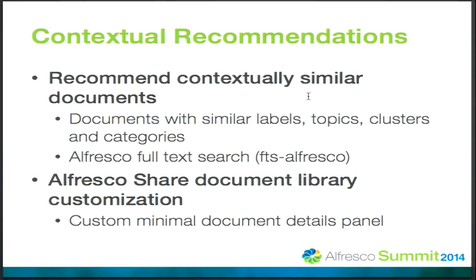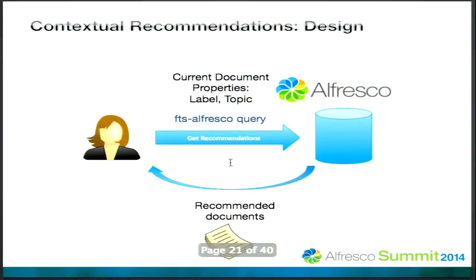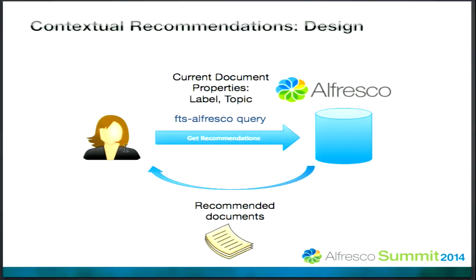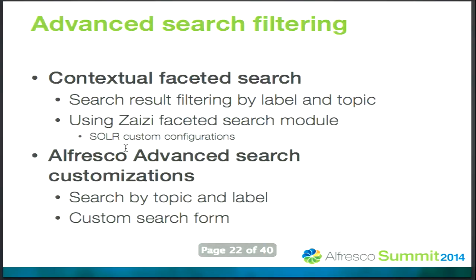Contextual recommendations means we are recommending contextually similar documents using the metadata added, such as labels, topics and clusters, which we retrieved from machine learning in the previous step. Then, using Alfresco full text search, we search for similar documents and provide them to the end user. For this we have done a Share document library customization with a custom minimal document details panel. You will also see this in the demo, and this is the design for the recommendations.